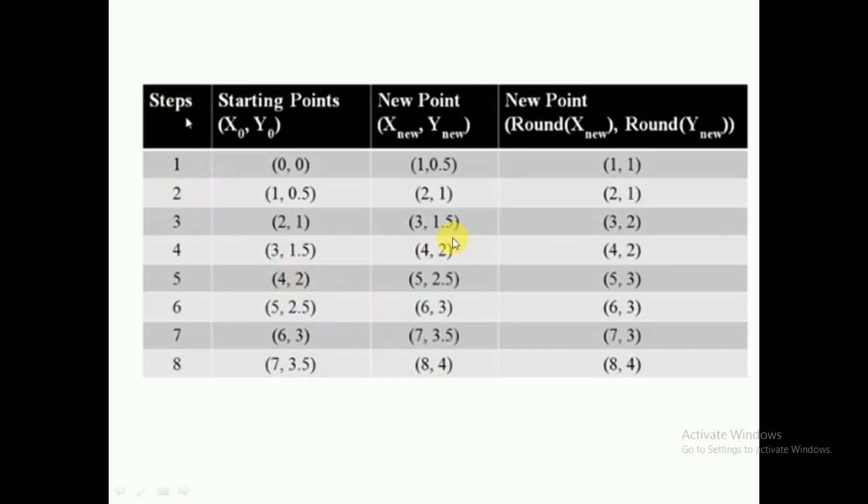Now you are here. From this you have to calculate the next point, and the next point is 5, 2.5. Like this you will calculate all 8 points. This is how the DDA line drawing algorithm works.